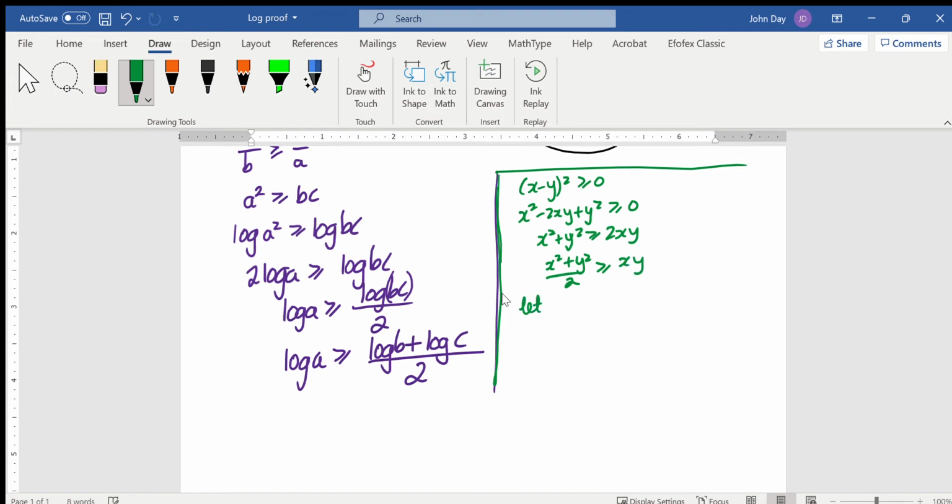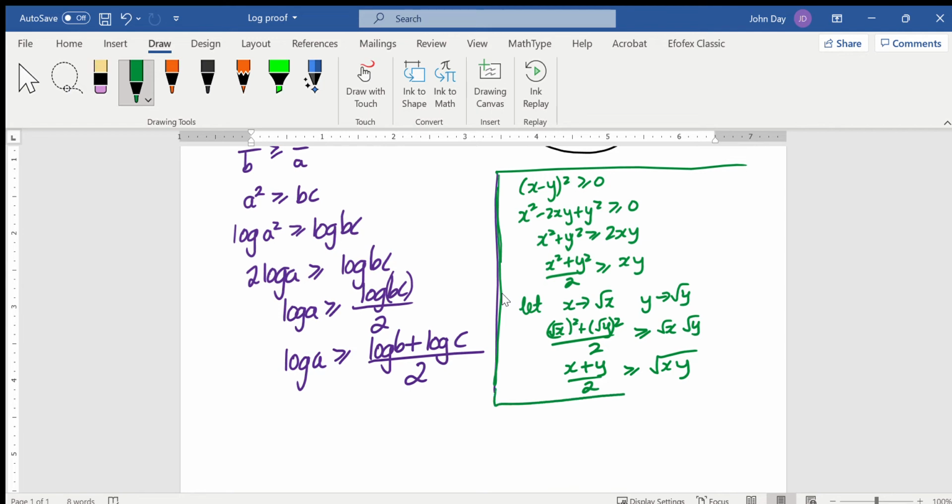And if we let x be root x and y be root y, then root x squared plus root y squared on 2 is bigger than or equal to root x root y, so x plus y on 2 is bigger than or equal to the root of xy. So there's a rule that we can use. Now in that rule, we know that that's the case there, so I'm going to call that equation 1.